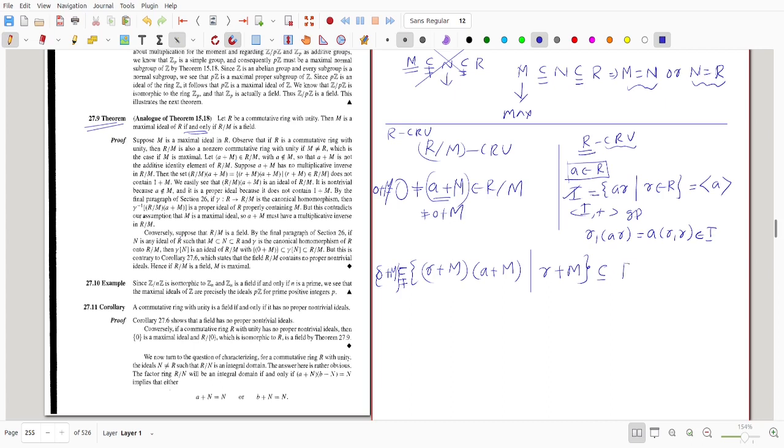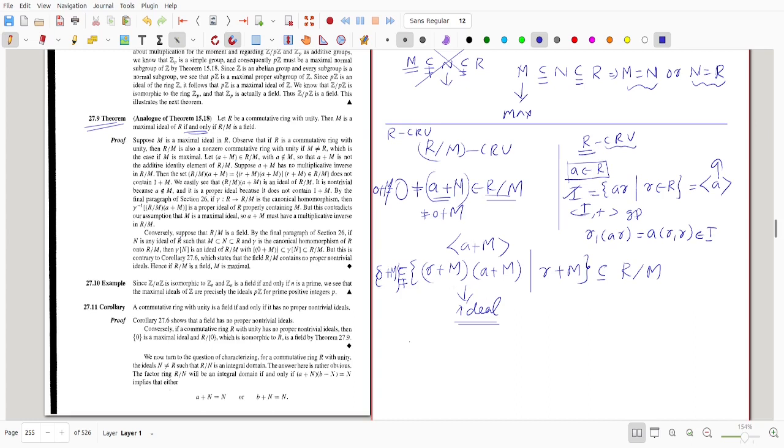Obviously this is contained in R over M, and this is an ideal as well, because this is the ideal generated by a plus M. Instead of taking a here, we take a plus M, an arbitrary element of this ring R over M. Then you consider this. So obviously this is an ideal.